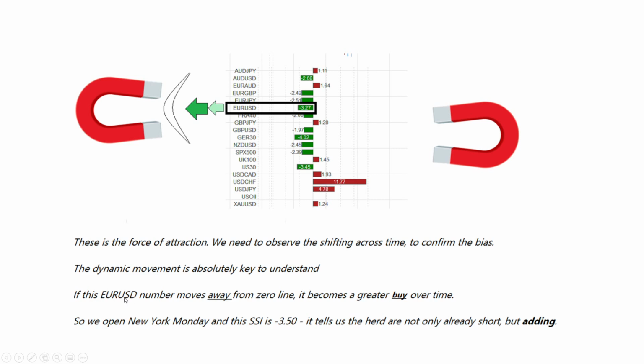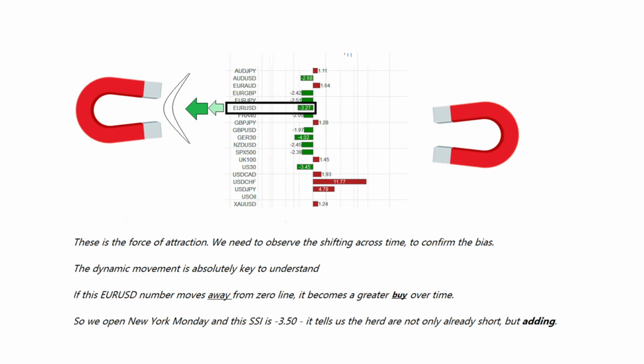If the Euro-USD number moves away from the zero line, it becomes a greater buy over time. This is confirmation. If it comes this way, it's going to become more of a buy. Right? That's it. It's fairly easy. That's if it's already a buy and it becomes more of a buy, then that's just a tick in the box.